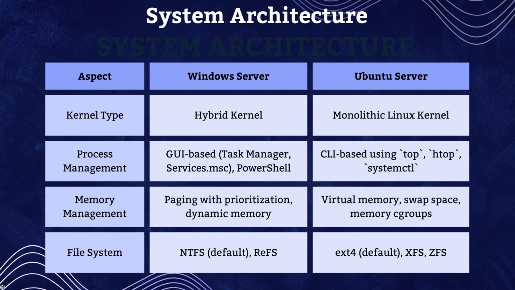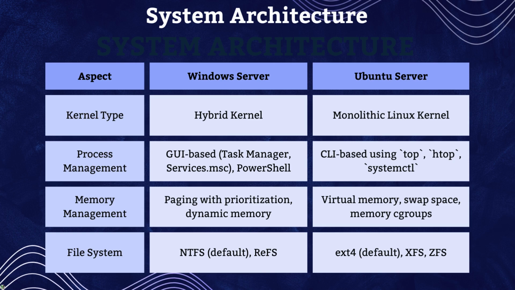Next, I'm gonna briefly compare Windows Server and Ubuntu Server in system architecture. At their core, Windows Server uses a hybrid kernel balancing performance and modularity, while Ubuntu Server employs a monolithic Linux kernel known for its direct hardware access and performance. For process management, Windows Server is largely GUI based with tools like Task Manager, while Ubuntu Server is CLI based, relying on commands like top and systemctl for efficient control.